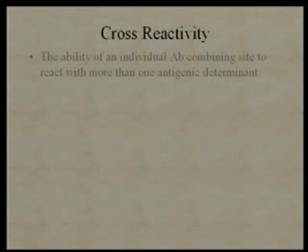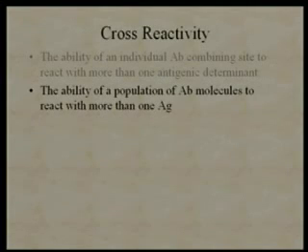This term, however, is also used in this other context as the ability of a population of antibody molecules to react with more than one antigen. When we did that little exercise and injected the IgM, the first antiserum that we got out reacted with everything. So we would say that antiserum cross-reacted with IgG and IgD and IgE and IgA. So that was a cross-reacting population of antibody molecules. All right, so those terms I do use in that way.